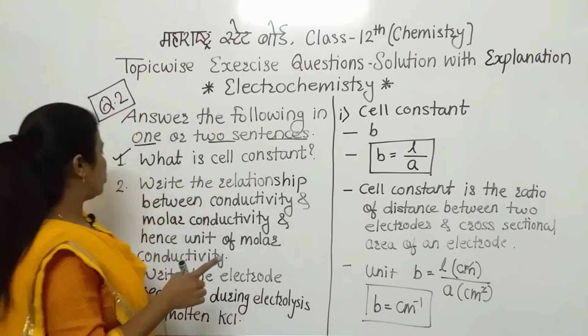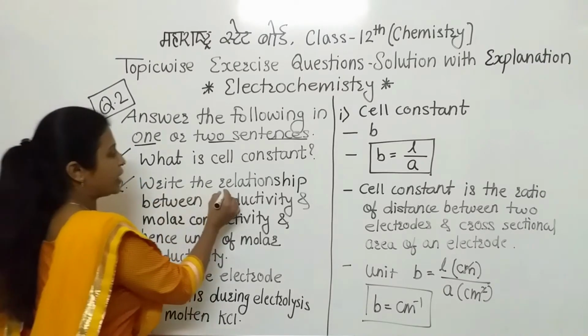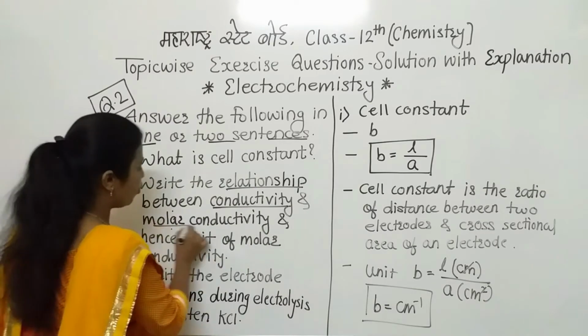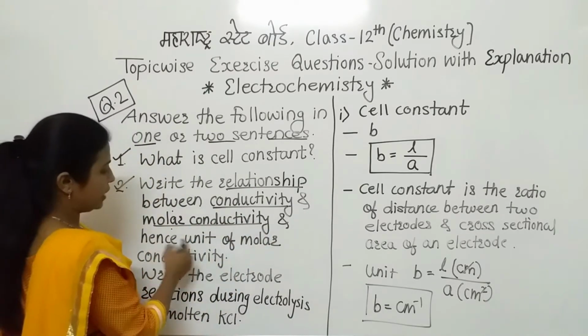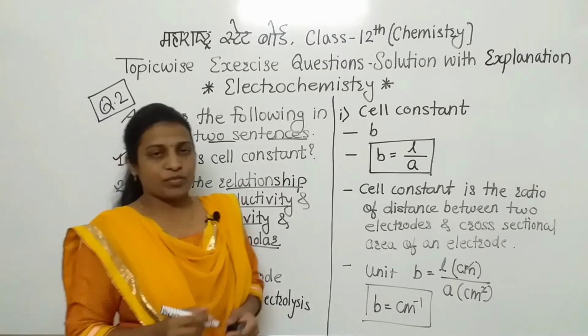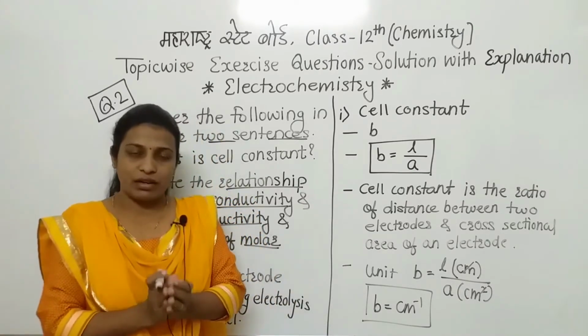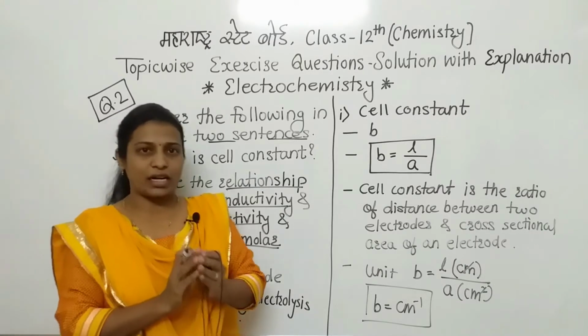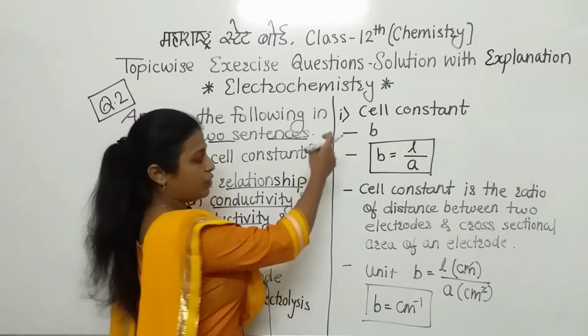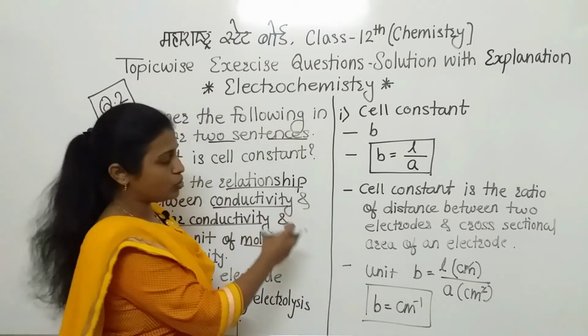Now what is the second question? Second question is write the relationship between conductivity and molar conductivity, and hence unit of molar conductivity will be. So for that one, firstly we have to write the relation between conductivity and molar conductivity, and after that we have to write its unit. Now see here, if you are not completed its notes, please complete it.